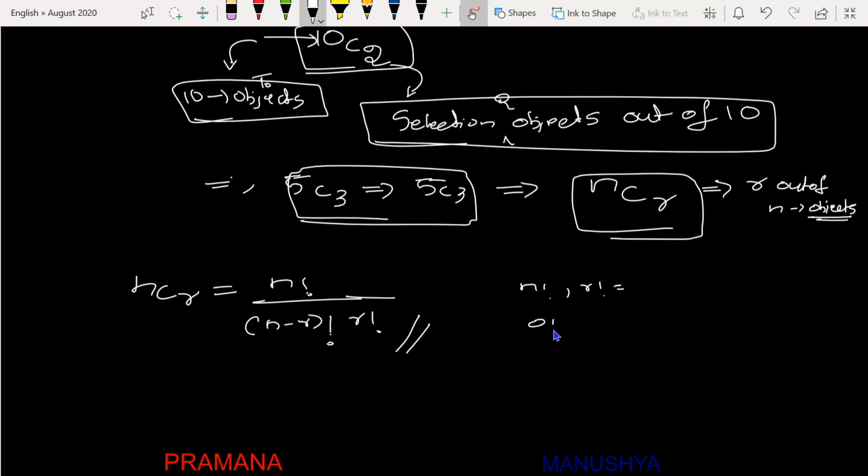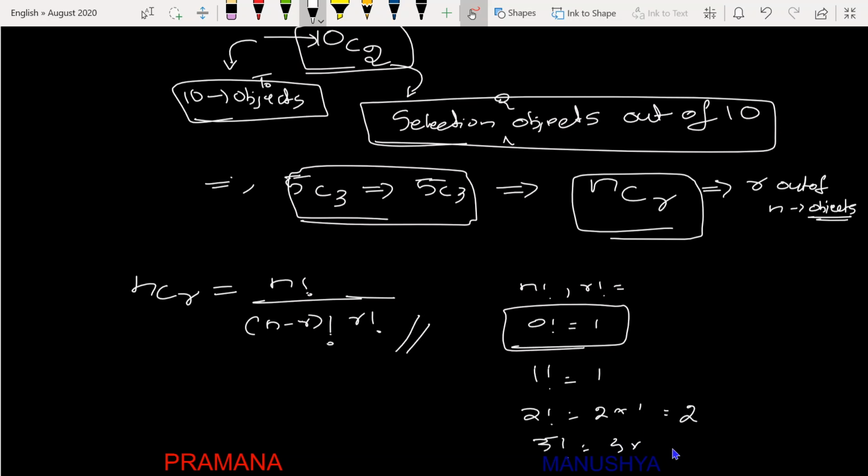Okay, so 0 factorial is 1. This is a special characteristic. 1 factorial means 1. 2 factorial means 2 into 1, so it will be 2. 3 factorial means 3 into 2 into 1, which can be indicated by 3 into 2 factorial. So this will be 6.